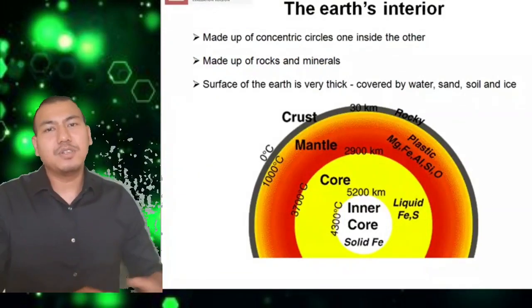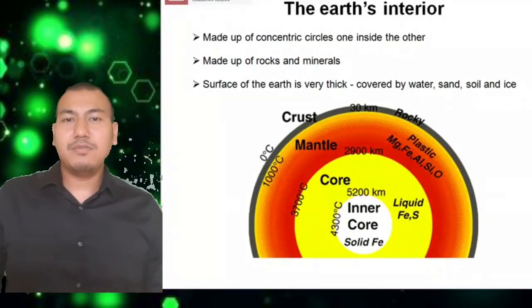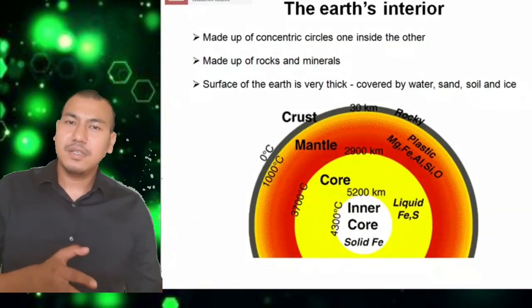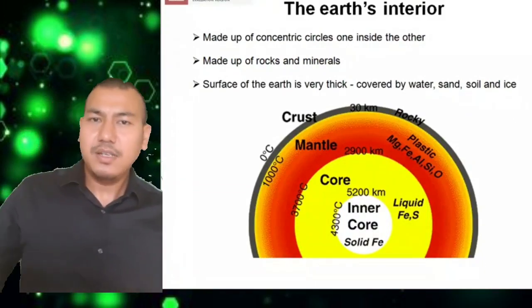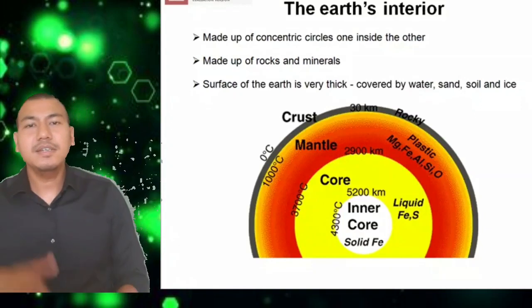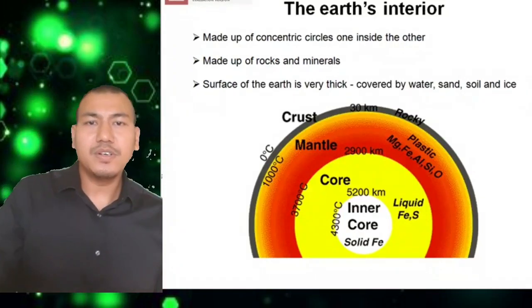Why 5 to 40? Because when we go to the sea level, it is only up to 5 kilometers, but when we go to the Himalayas and all, it extends up to 40 kilometers in order to reach the mantle.